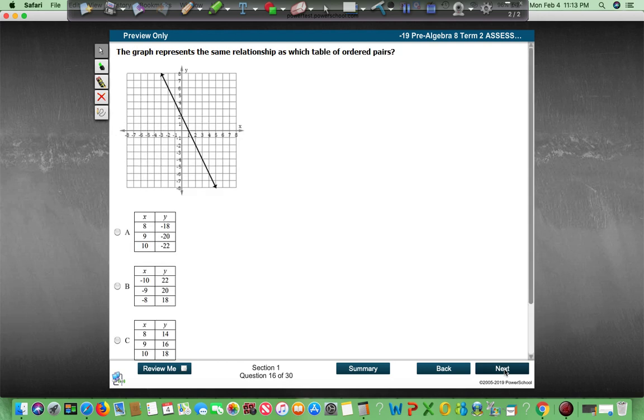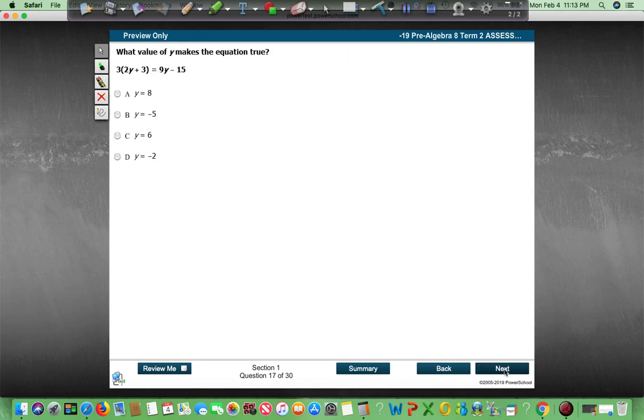Question 16. The graph represents the same relationship as which table of ordered pairs? Question 17. What value of y makes the equation true? 3 times the quantity 2y plus 3 equals 9y minus 15.